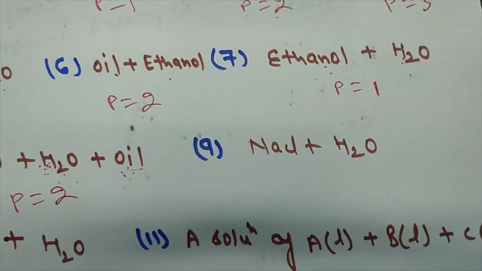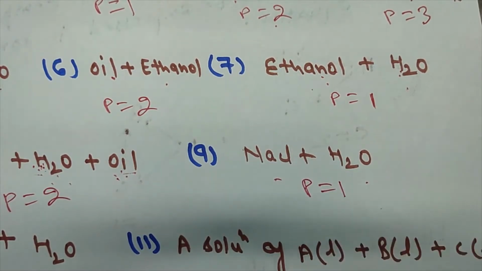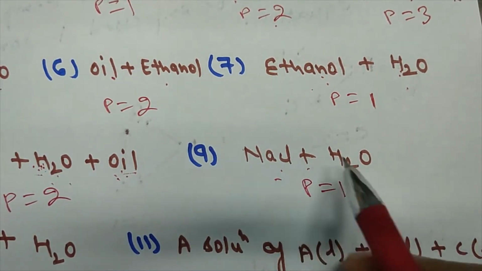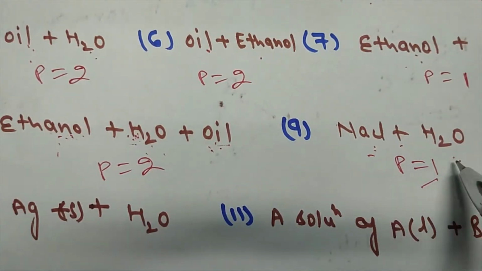Now NaCl and water, NaCl can be easily dissolved. Then phase will be 1. Here it is not equilibrium, here it is a plus. The NaCl can be easily dissolved in the water, and it will form a solution. Then phase will be 1.